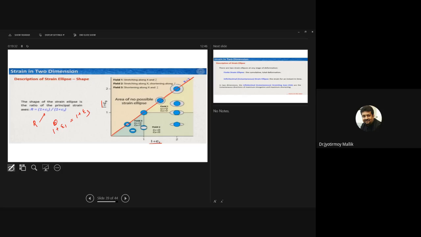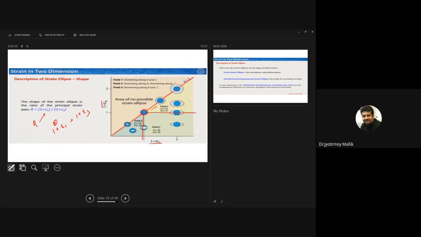So this is the initial shape. If the circle remains here, that means there is no change in shape. If the circle goes this way, that means the initial length in both directions has reduced. And if I go this way, then I will see that in both directions my length has increased. Now I define another three fields.